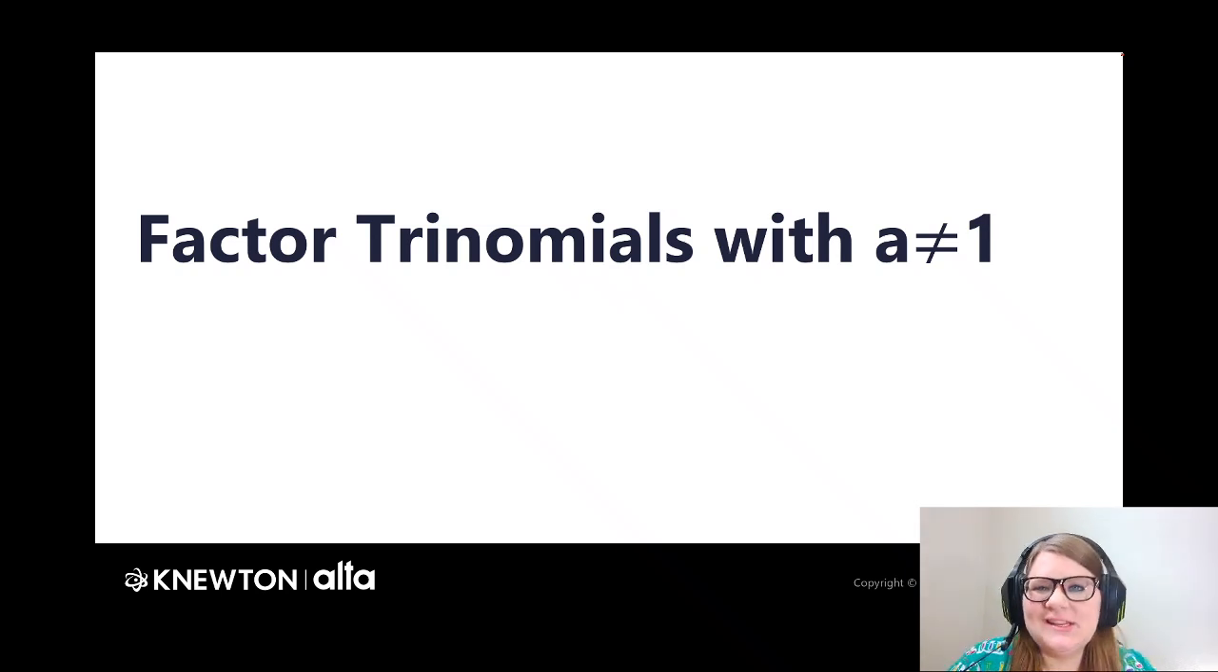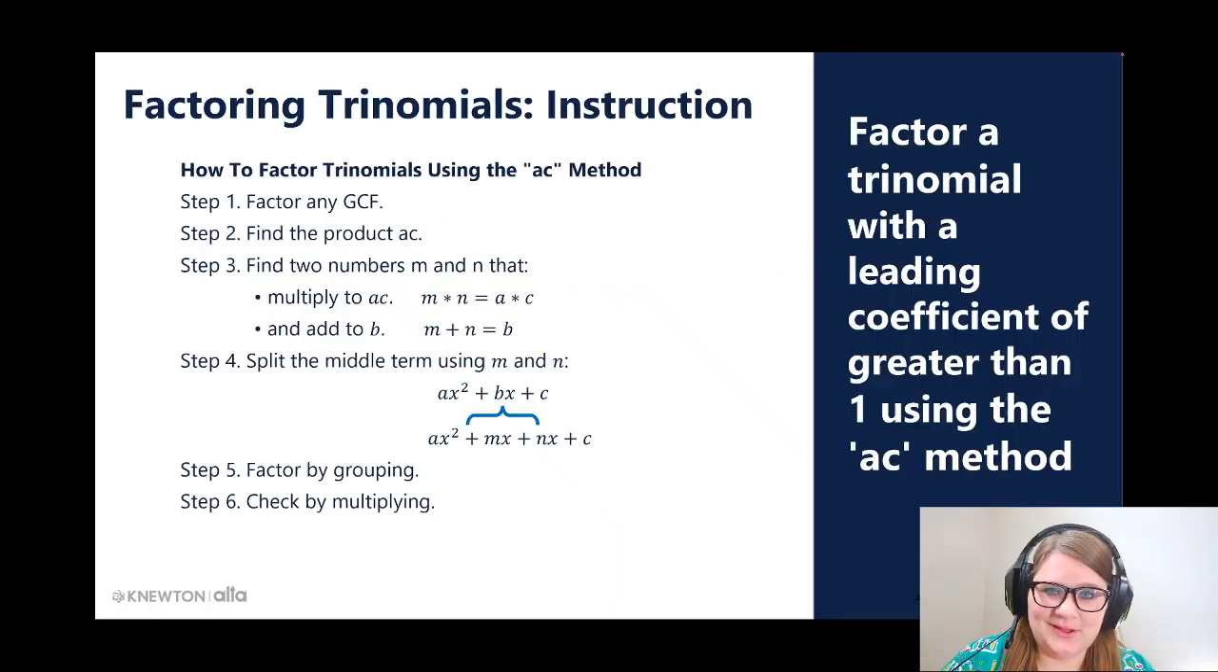In this video, we're going to talk about factoring trinomials where the leading coefficient is not equal to 1. So it does require a slightly different methodology than when it does equal 1. So let's take a look.